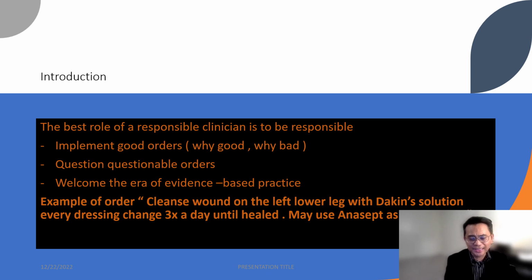But if, in your opinion as a clinician, you think that Dakin's solution is not the order that you're going to pick, do you think that this is a bad order? You're going to label this as a bad order? In my opinion, it's not necessarily a bad order, but will there be a better product, or a better order to be used for the patient? So if you think so, you should equip yourself with good reasons, then label this as a questionable order, and then communicate that to the prescriber.